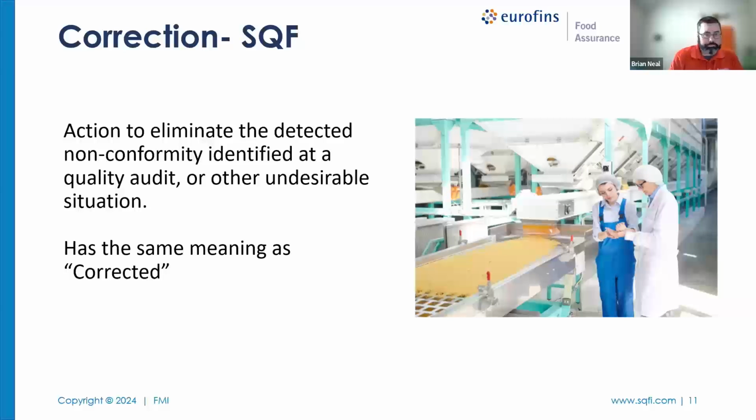Correction is the first step to making this whole system work. It's the action to eliminate the detected nonconformity identified at a quality audit or undesirable situation. It also has a meaning of corrected. What that means is, if this broom, which shouldn't be leaning against this wall, is there during the audit, first of all, we take that broom and put it somewhere else. That's how we corrected that immediate thing. So the immediate solution for that nonconformance, what do we do? That's the correction. If it's a drip from the ceiling, what do we immediately do to stop that drip or stop product from getting contaminated? It's all about the immediate action.